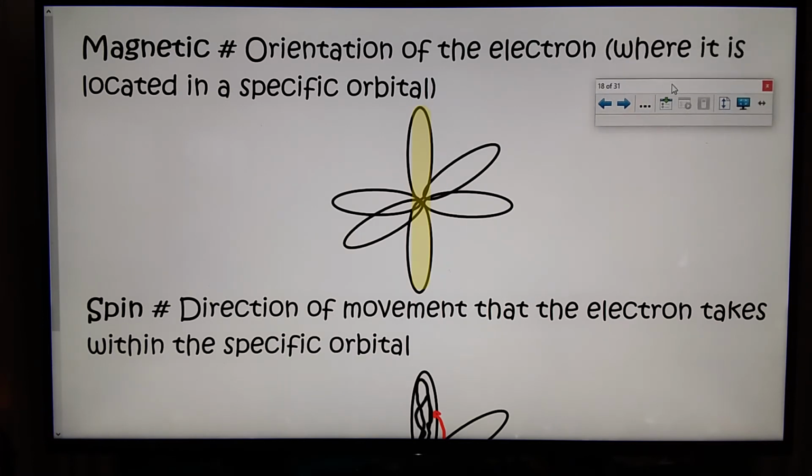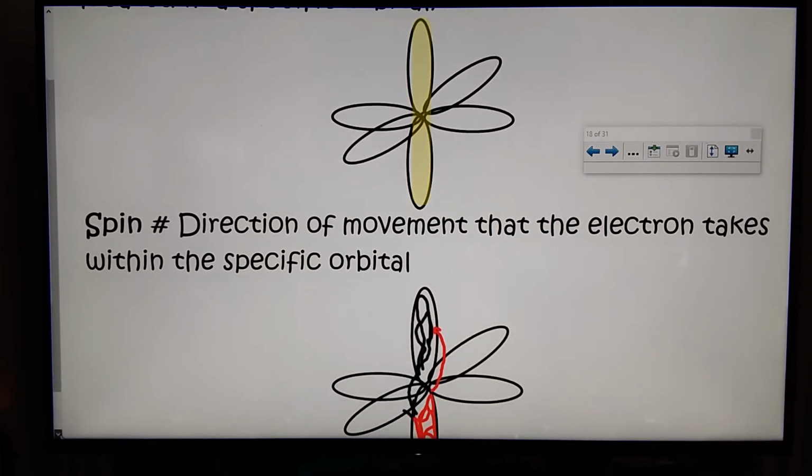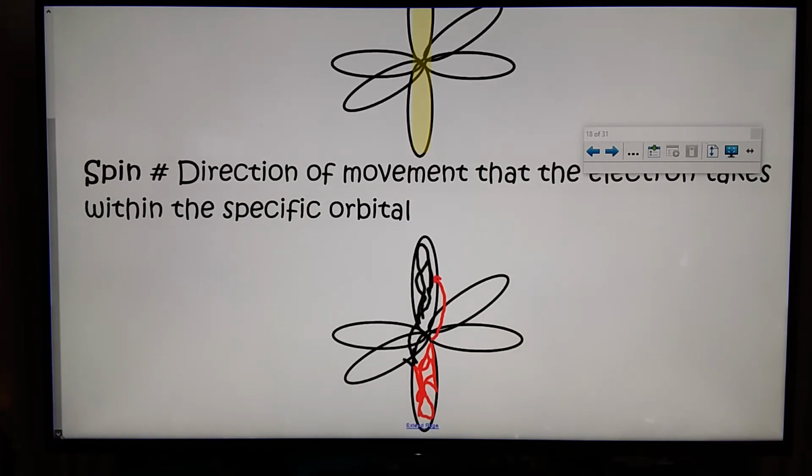The third number is the magnetic number, and it's basically telling you which subshell the electron is hanging out in. And then finally we have the spin number, which tells you which part of that subshell the electron is hanging out in. I'm using the p orbitals as the example. The magnetic number tells you it's in this specific orbital, and then the spin number tells you which lobe it is hanging out in. All right.